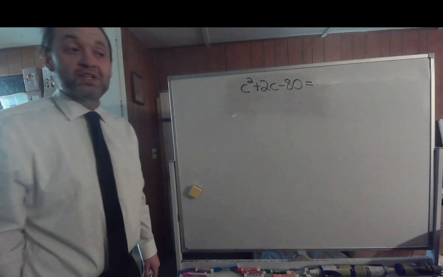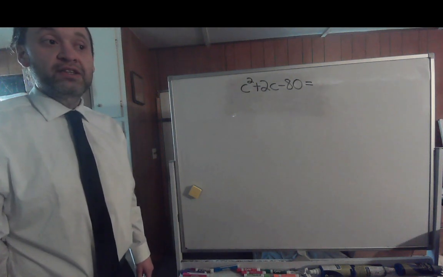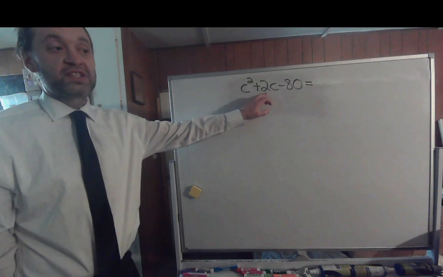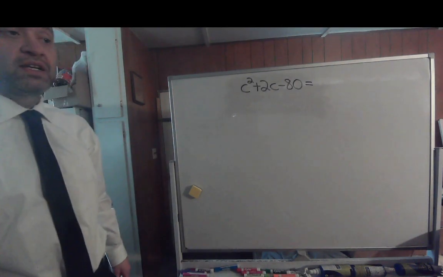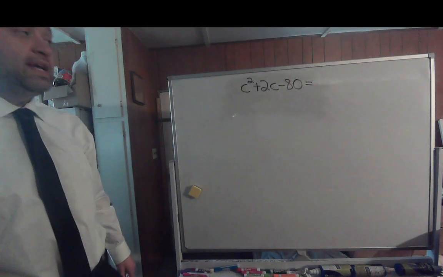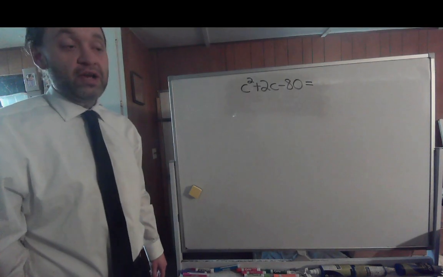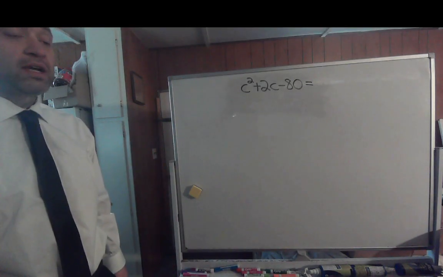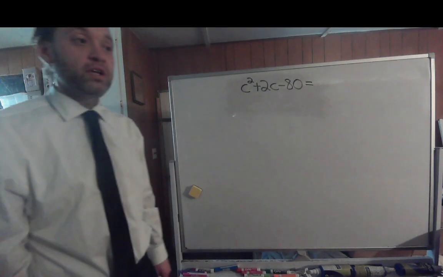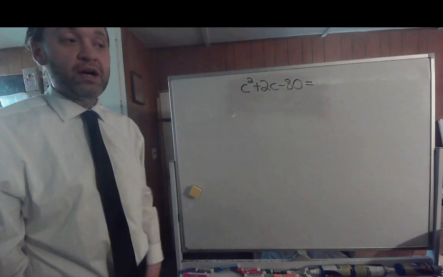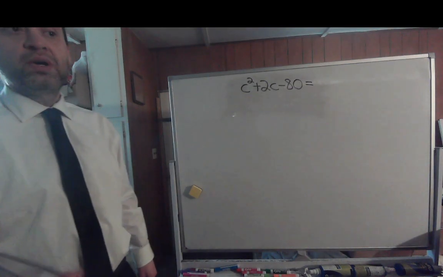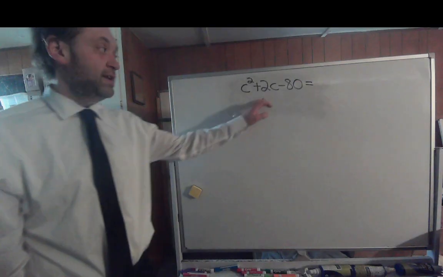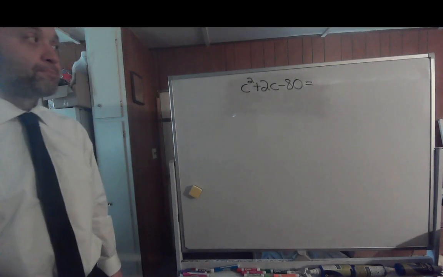Well, let's start with negative 1 and 80. If you add those, you would get 79. Definitely not. So how about 1 and negative 80? If you add 1 and negative 80, you would get negative 79, not working. How about negative 2 and 40? You add negative 2 and 40, you would get 38, still not working. So 2 and negative 40, you would get negative 38, not going to work.